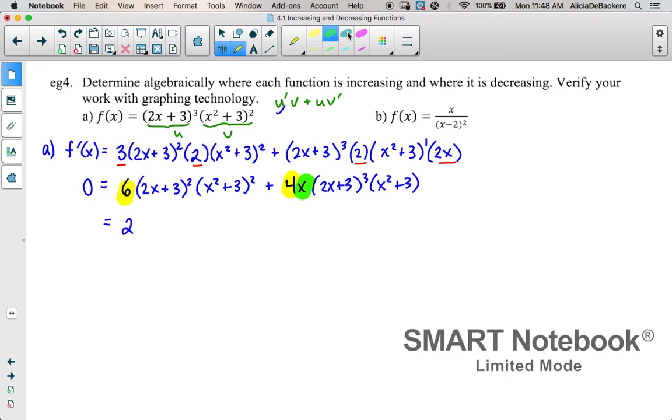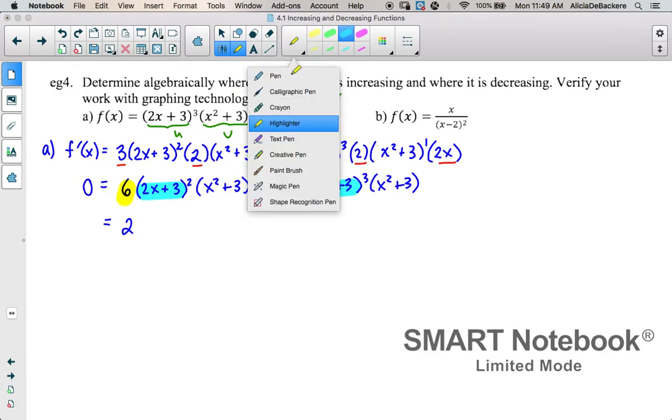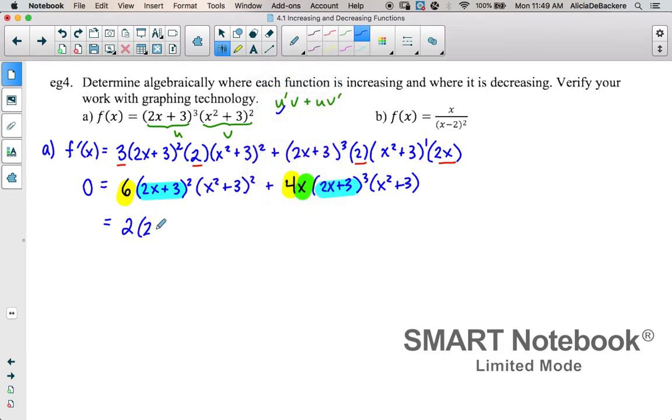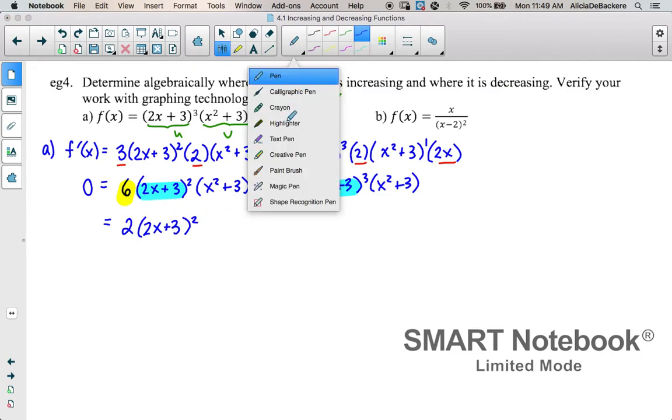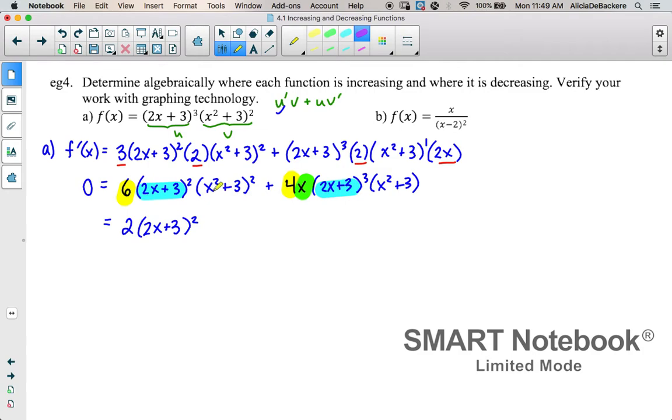It's just left over. And then I start looking for matching brackets. So I've got a 2x plus 3 and a 2x plus 3. There's 2 of them here and 3 of them here, so I can take at least 2 from each one. And then our last matching bracket is x squared plus 3. There's 2 of them here, but only one of them here, so I can take 1.